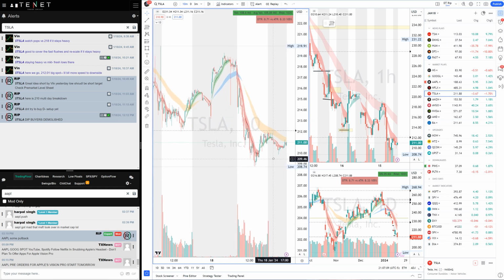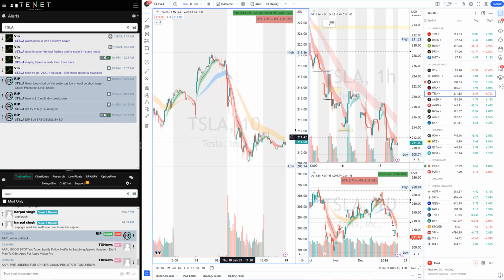Nobody in my community, I keep teaching them. It hit 208. So anybody trying to buy the dips got demolished. 200 maybe, but not here, not against the trend. So it was a good guidance. You can see in Tesla, we saved people from losing money on the long side and guided through the short side.